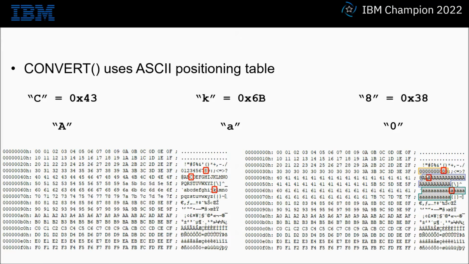Having a look at the custom table, you can see that for every number position, a 0 is returned. For every capital letter, an A is returned in capitals. And for every lowercase letter, an A is returned in lowercase. This is how we are using the convert function to sanitize data. Let's move on to the demonstration.